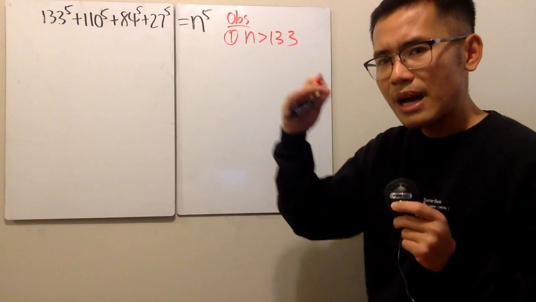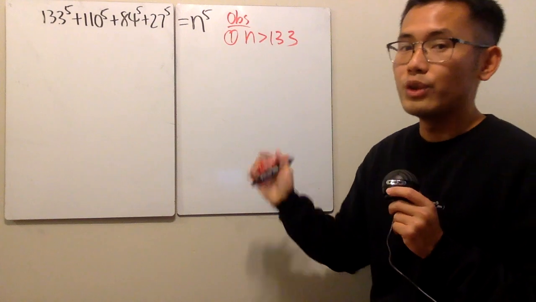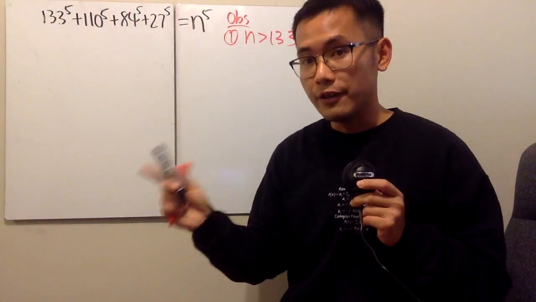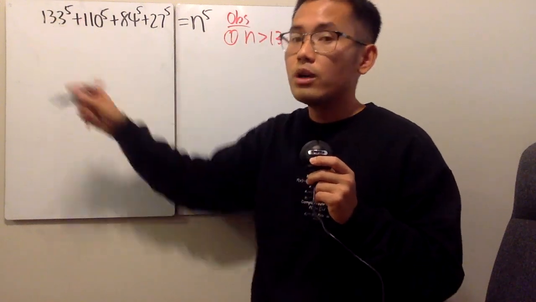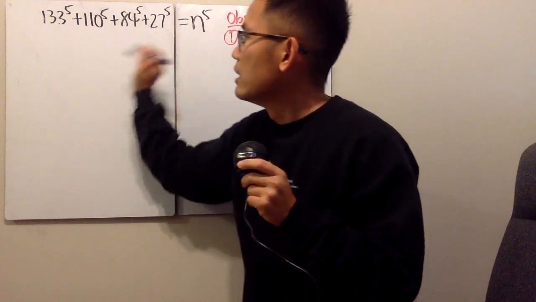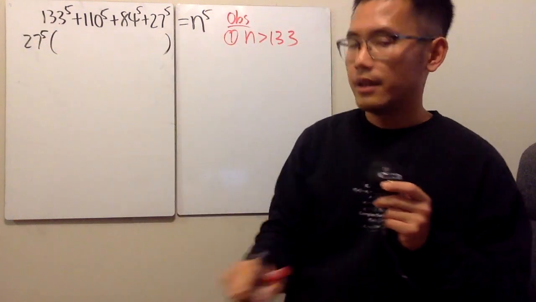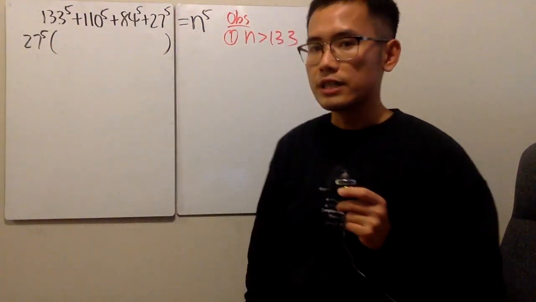Can we find an upper bound for n though? Well, yes. And to do so, we can do the following. From here, this is the smallest. Let's go ahead and factor that out. Also, this is not divisible by 27 to the fifth power, but we can do the following. Check this out. So let me just put 27 to the fifth power on the outside. Now, this is what we have to do. Just pay attention to the base because the powers are the same already.